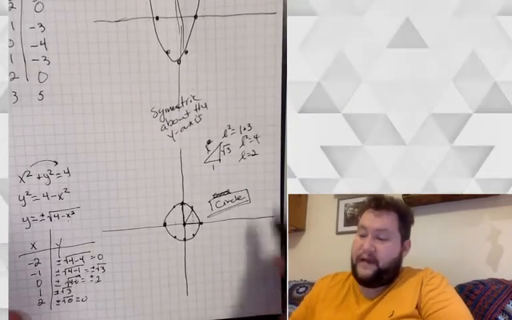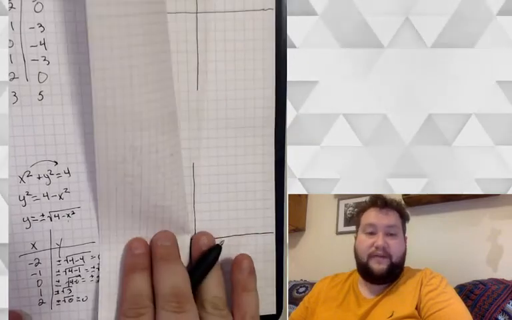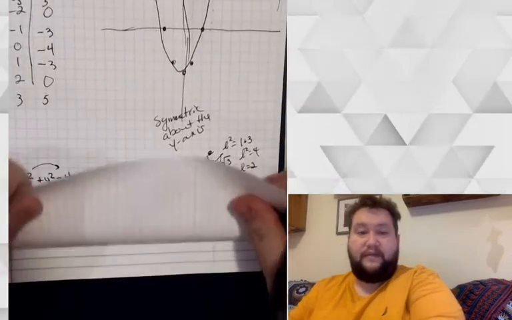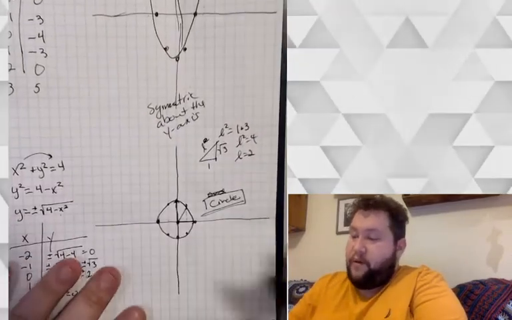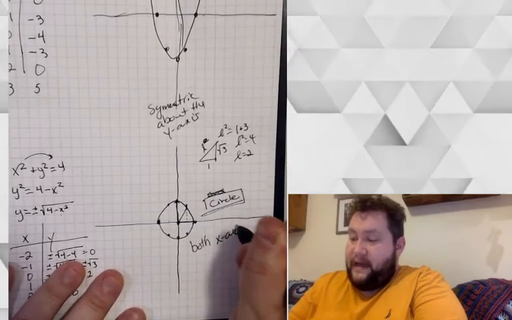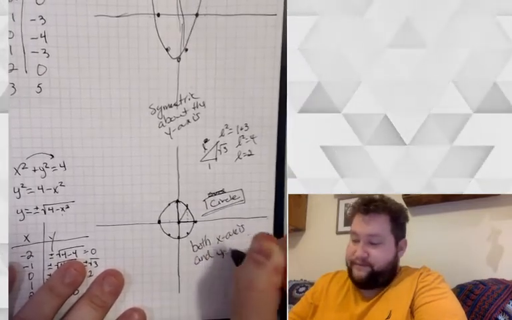And so not only does it have y-axis symmetry, where if we fold it this way, it also has x-axis symmetry if we fold it up. So it has both x-axis and y-axis symmetry.